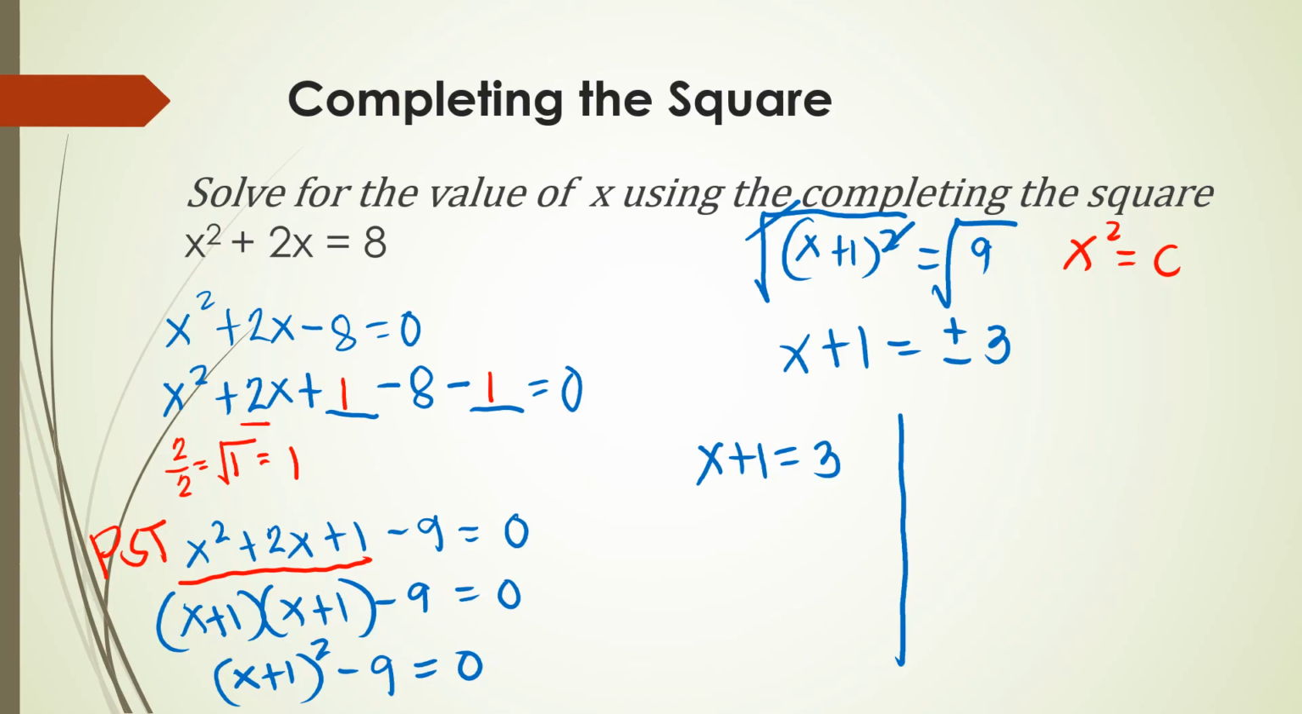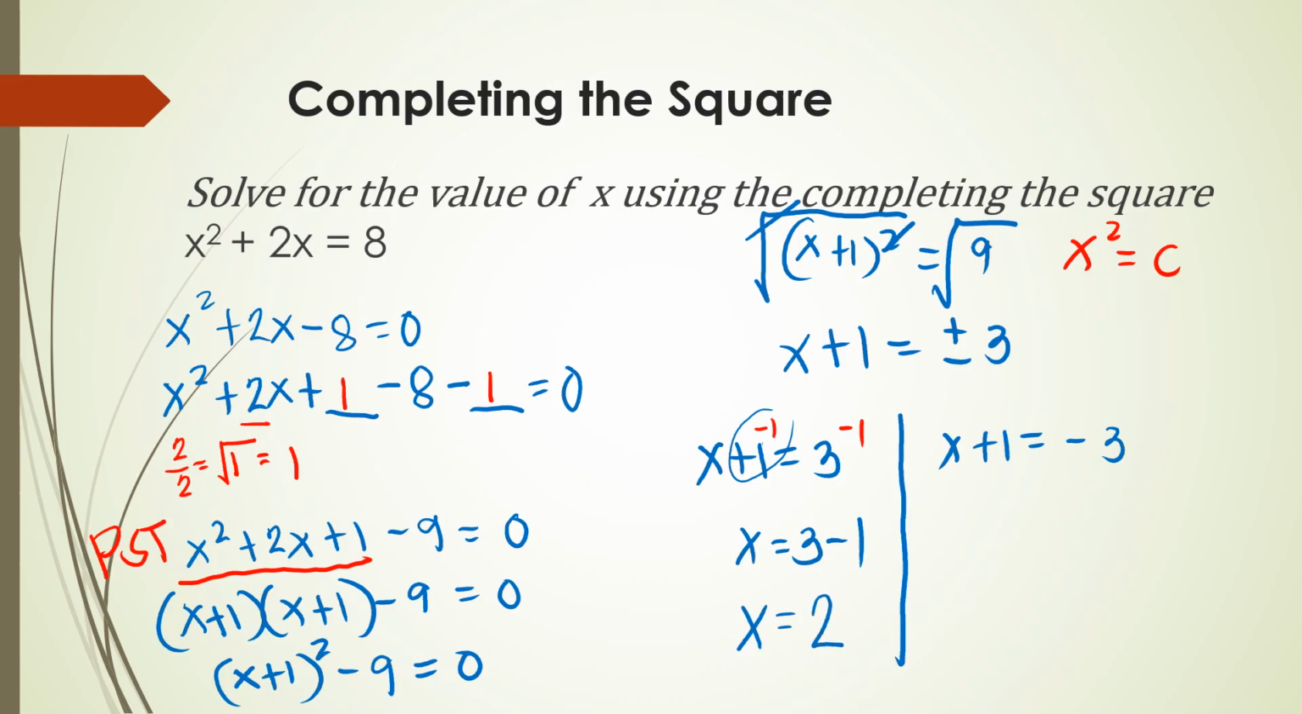Separate lang natin yung positive and negative. So, magiging x plus 1 is equal to 3. So, it will become x is equal to 3. Using the addition property of equality, magma-minus tayo ng 1. So, minus 1 dito, minus 1 din dito. Okay? So, magiging 3 minus 1 ito. Itong part na to, magiging 0 na siya. Ito, magiging 0 na. So, you have x is equal to 3 minus 1, that is 2.